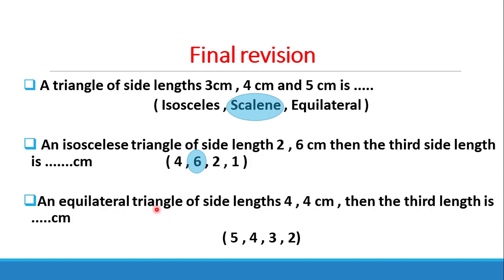An equilateral triangle of side length 4 and 4, then the third length is, equilateral means the three side lengths are equal. So 4, 4 and 4.